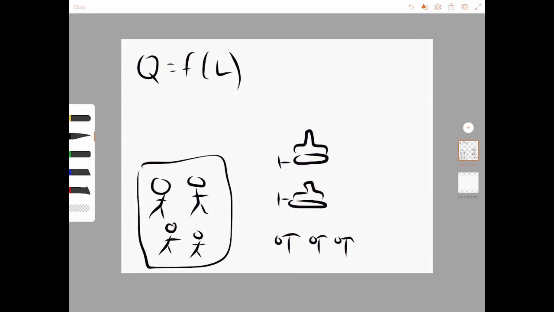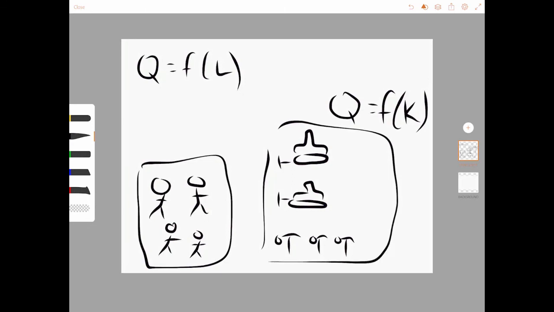Those workers, it's going to be really hard for those workers to get much done because they don't have any tools to work with. How are you going to hammer a nail with your fist? I mean, you could do it, but it's going to take a long time. Similarly, if all you had was capital, if this was your production function, and all you had were the tools, well, hammers can't drive bulldozers. They don't work that way.